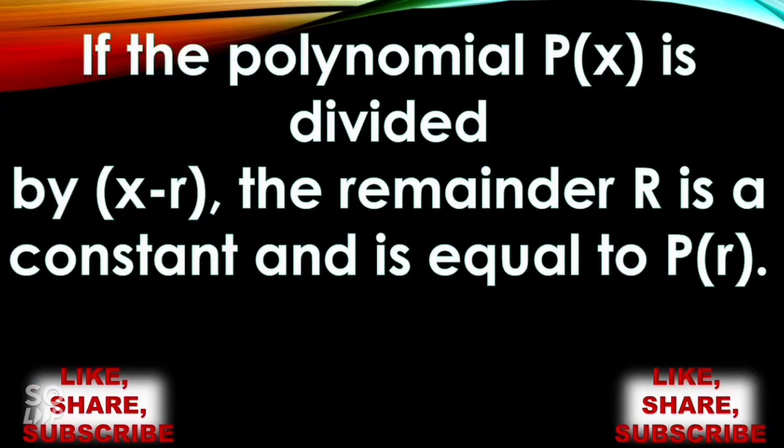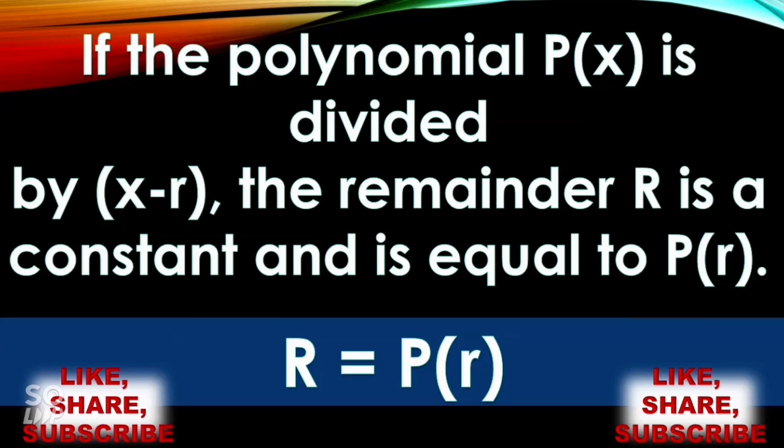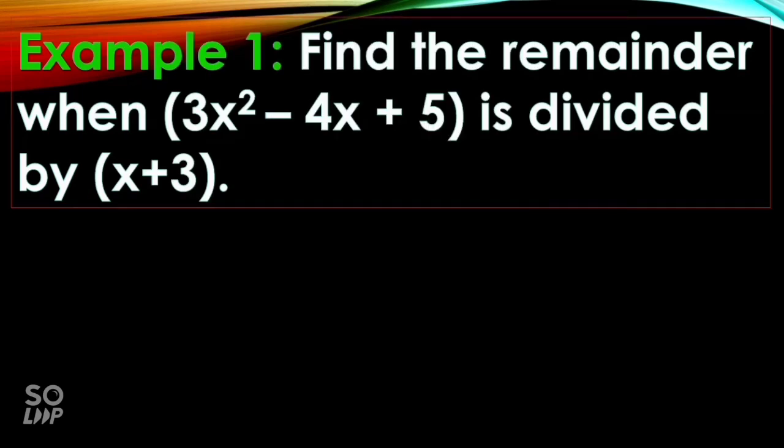If the polynomial p of x is divided by x minus r, the remainder r is a constant and is equal to p of r. In symbol, we have r equals p of r. Ayan, para mas madali nating maintindihan, magbibigay po ako ng example. Okay, we have an example number 1.